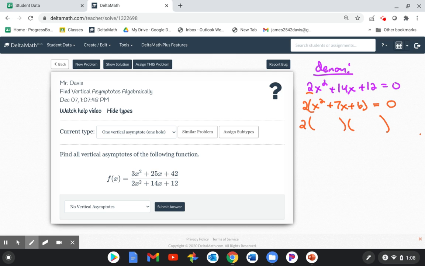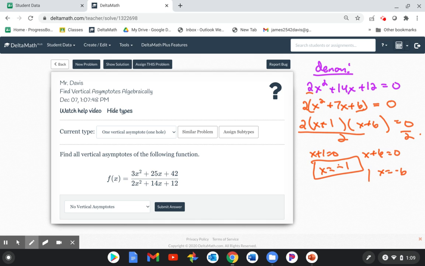So then we need what multiplies to give you 6 and adds to give you 7. So that's 1 and 6. x plus 1, x plus 6, equals 0. Again, that 2 you can just kind of ignore because you can really just divide both sides by 2. 0 divided by 2 is just 0. So we set x plus 1 equal to 0 and x plus 6 equal to 0. And we get -1 and -6. So those are my two possibilities.